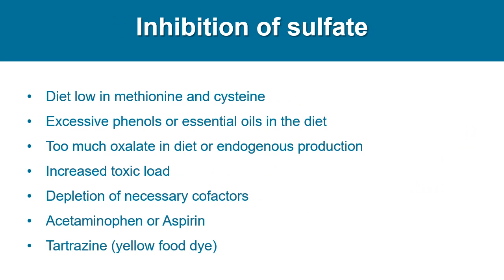So how does sulfate inhibition actually happen? There are many factors that can influence the activity of sulfate conjugation. One is your diet. A diet low in methionine and cysteine, two amino acids used as building blocks to make sulfate, can reduce sulfation. But there are other things going on as well.